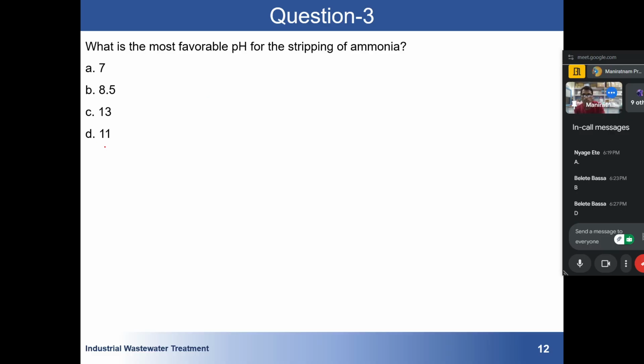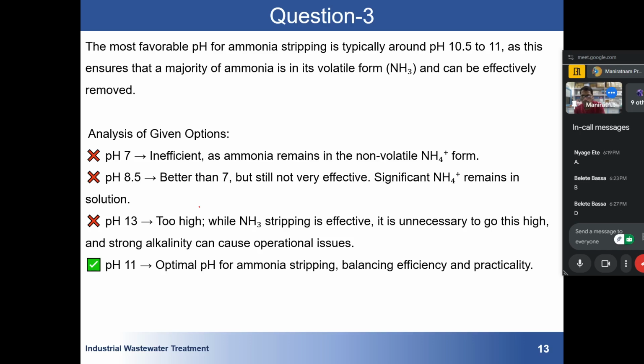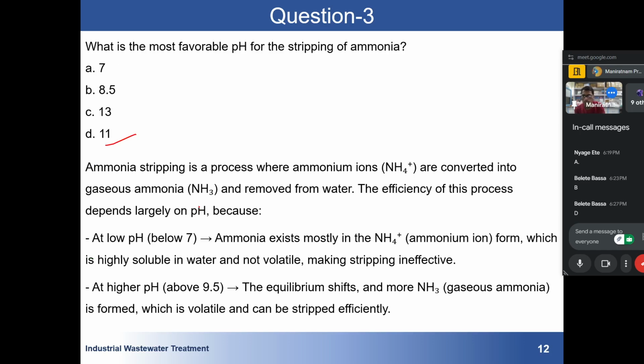Okay. Yes, D is the correct answer. This is a simple explanation, but D is the correct answer. Ammonia stripping is a process where ammonium ions are converted into ammonia and removed from water.